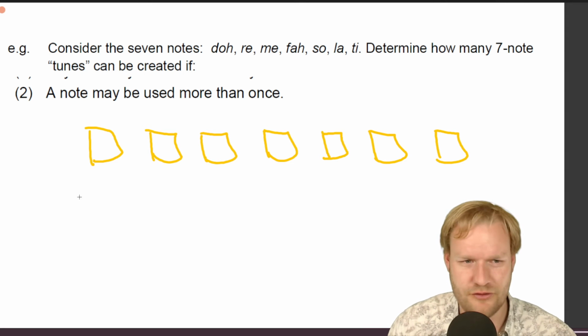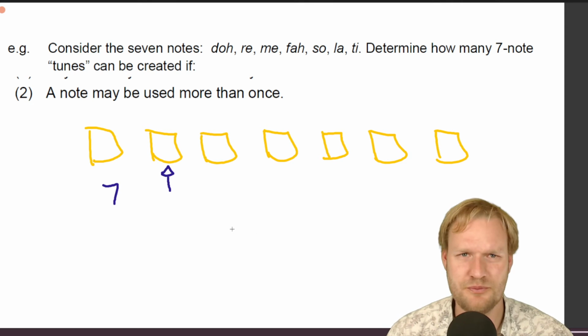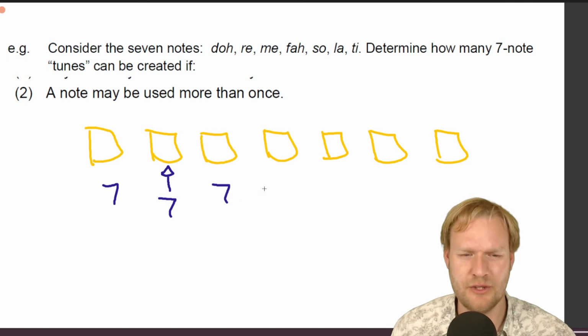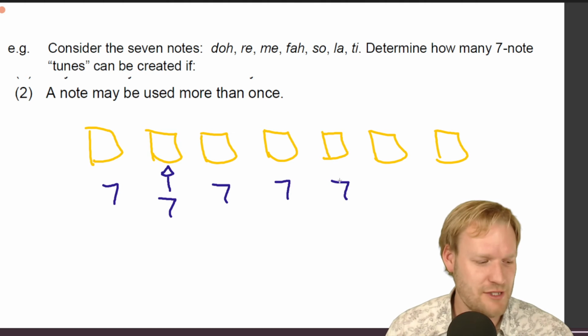So in this case, we've got 7 different options to put in here. How many options do we have to have in the second note? Well, we've also got 7, because we can repeat ourselves now. So we've got 7, 7, 7, 7.